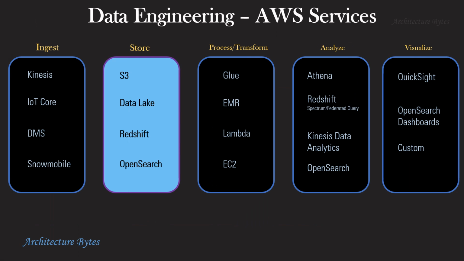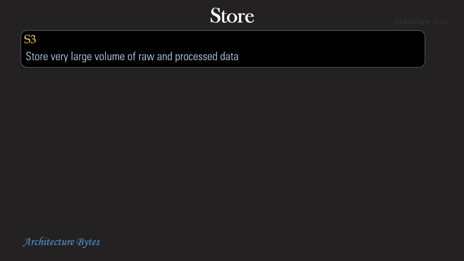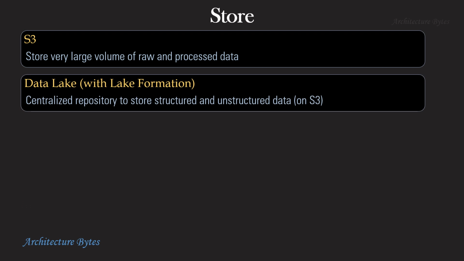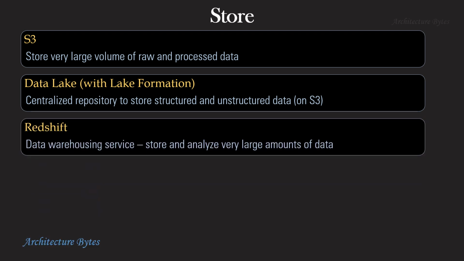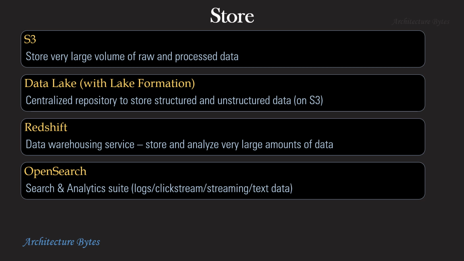Storage. S3 can be used to store very large volumes of raw and processed data. Data lake is simply a centralized repository to store structured and unstructured data. On AWS, S3 is used as underlying platform for data lakes. Lake Formation can be used to build, manage, and secure data lakes. Redshift is a data warehousing service to store and analyze data using SQL queries. OpenSearch is a search and analytics service suitable for analyzing logs, streaming, and text data.